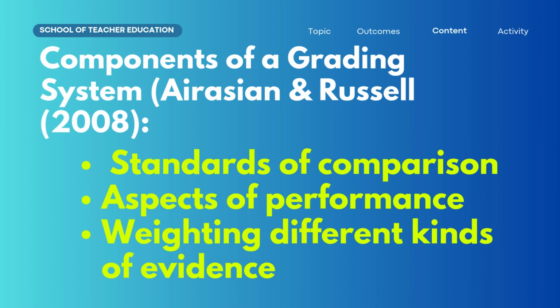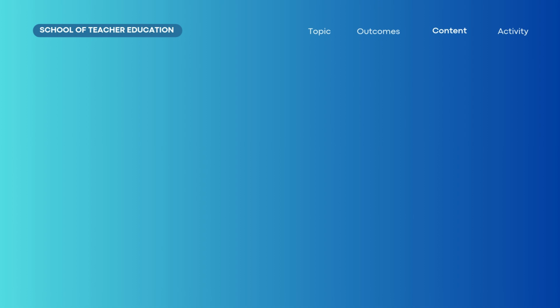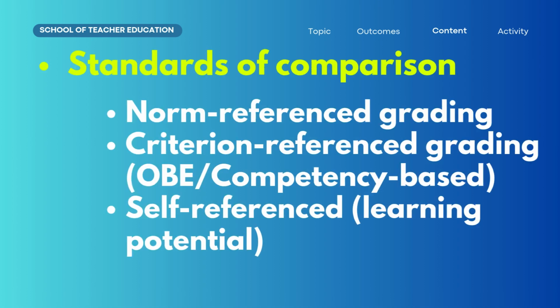These are the components of grading, and this is according to Airasian and Russell in 2008, in which it should have standards of comparison, aspect of performance, and the weight of different kinds of evidence. So let's start with the standards of comparison.